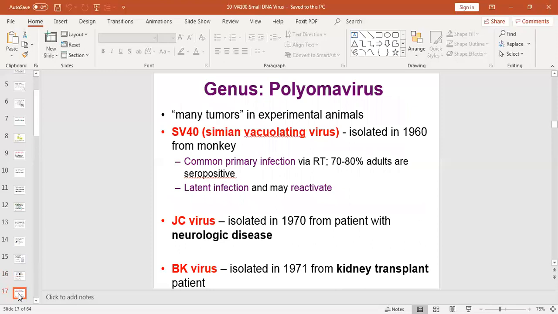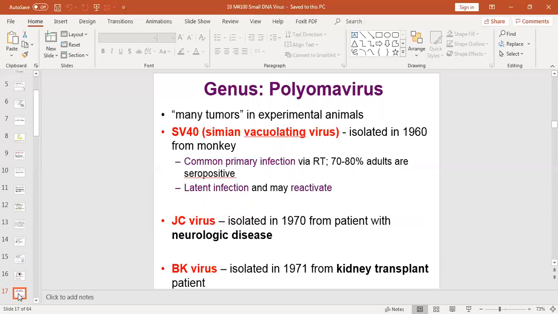The genus is polyomavirus. Polyoma, many tumors, many. So these viruses cause tumors in experimental animal models. So the first virus in this family is called SV40, or simian vacuolating virus, that was isolated from monkeys in 1960s. It's the common primary cause of respiratory tract infection.